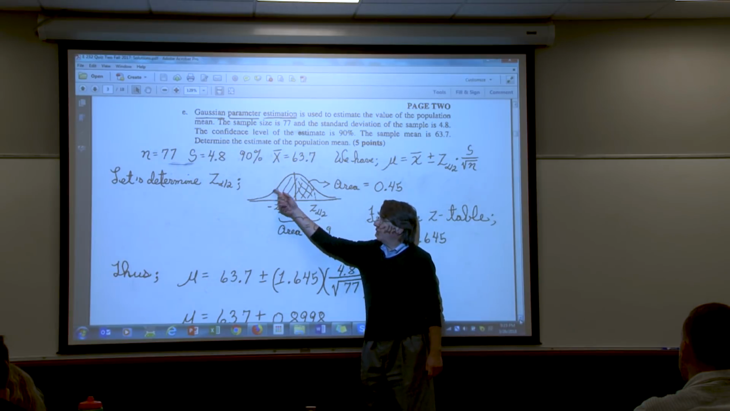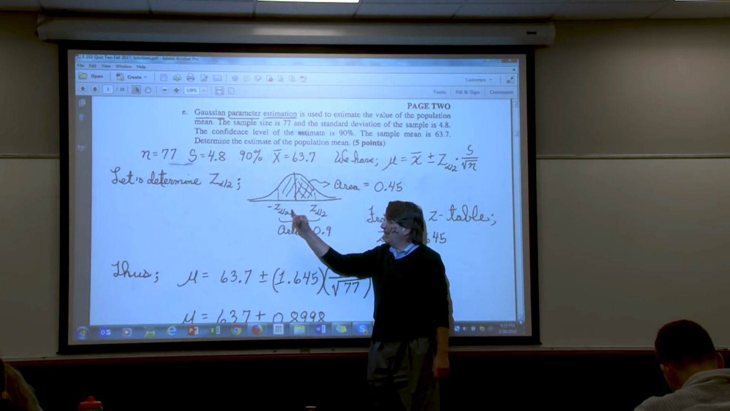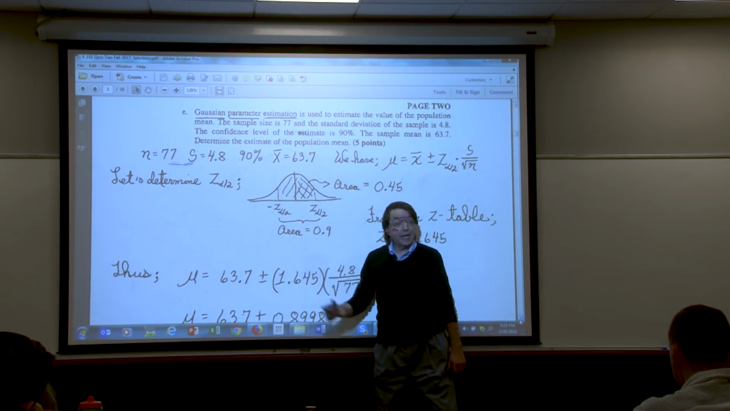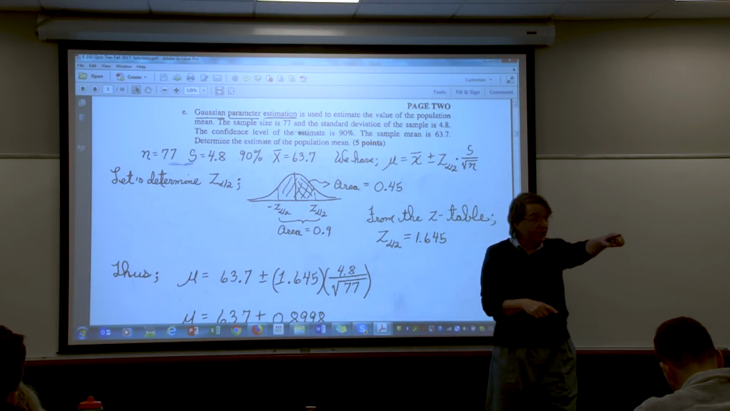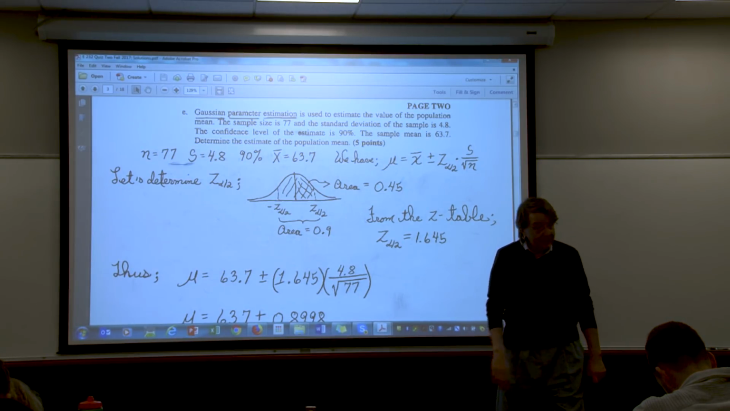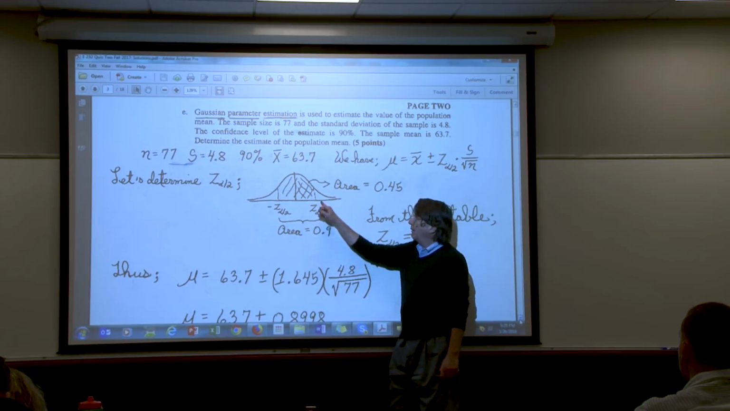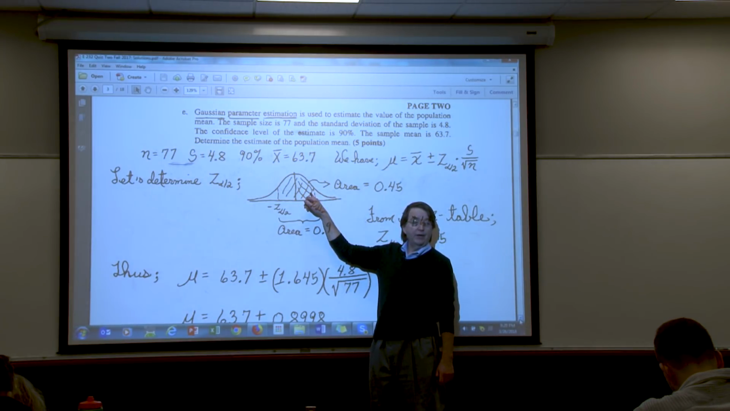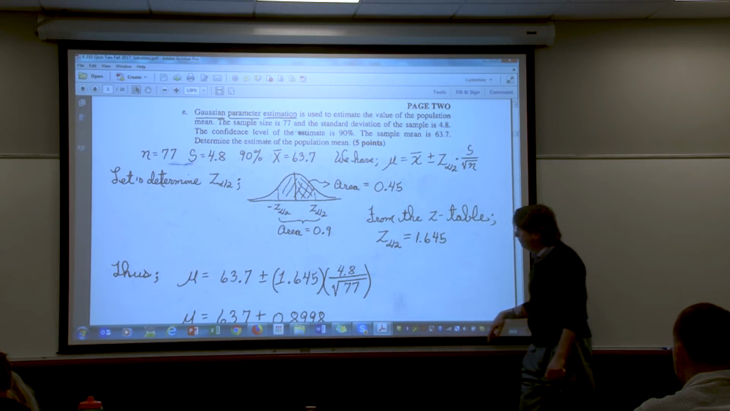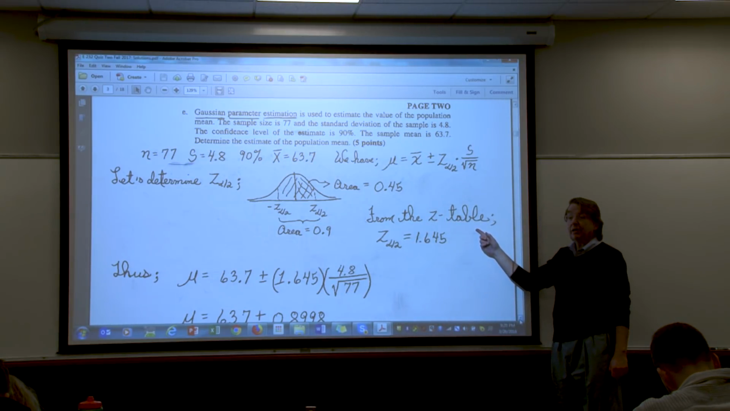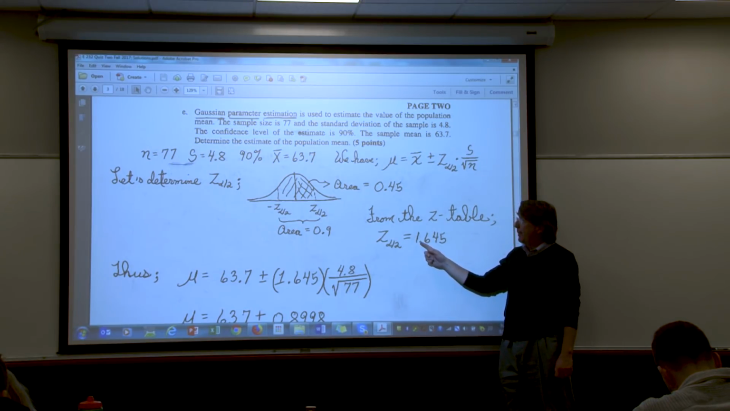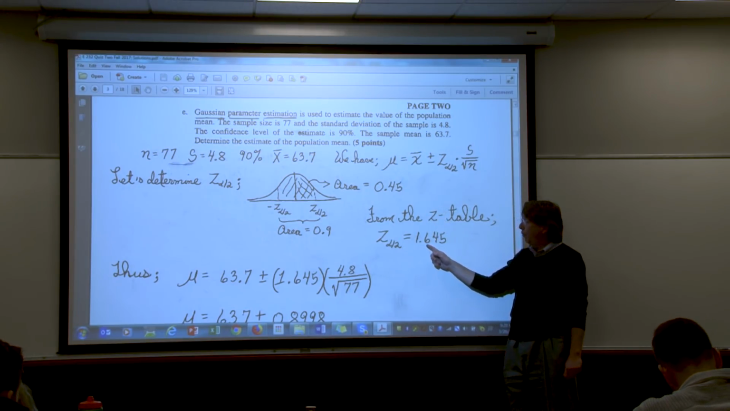So here's our Gaussian curve, and between minus and plus z sub alpha over 2, I want the area to be 0.9. That's because we have a 90% confidence level. Now, since we're using a single-sided table, I'm going to make the area 0.45. I go to the z table. I think we had this exact example in the lecture. Going to the z table, and I look up an area of 0.45, I get 1.645.